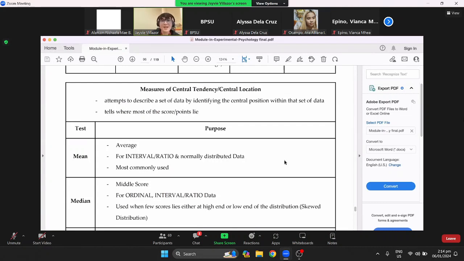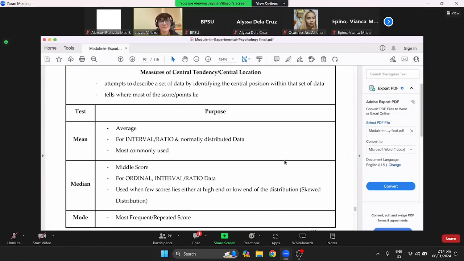So, we have three types. As I mentioned, mean, median, mode. We said that measures of central tendency are descriptive because, if you notice, you're just describing what the mode is, what the median is, what the mean is. When you say the average, you're just describing. There's no inference there, no conclusion.